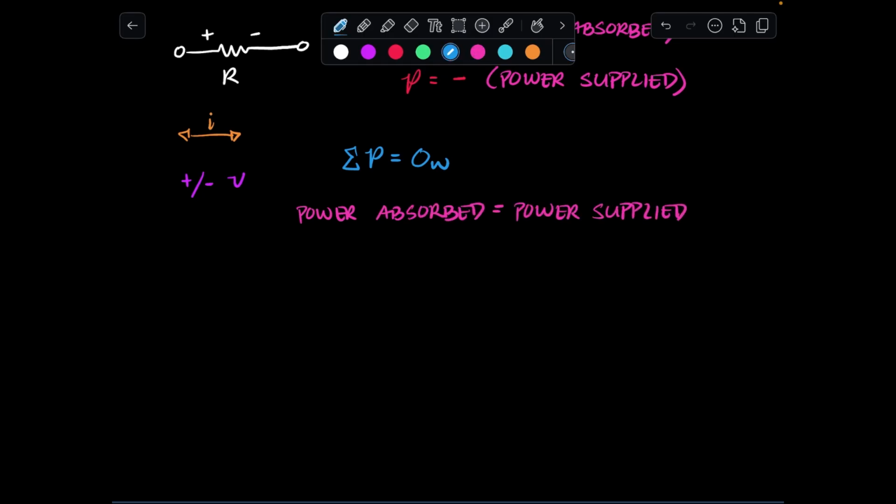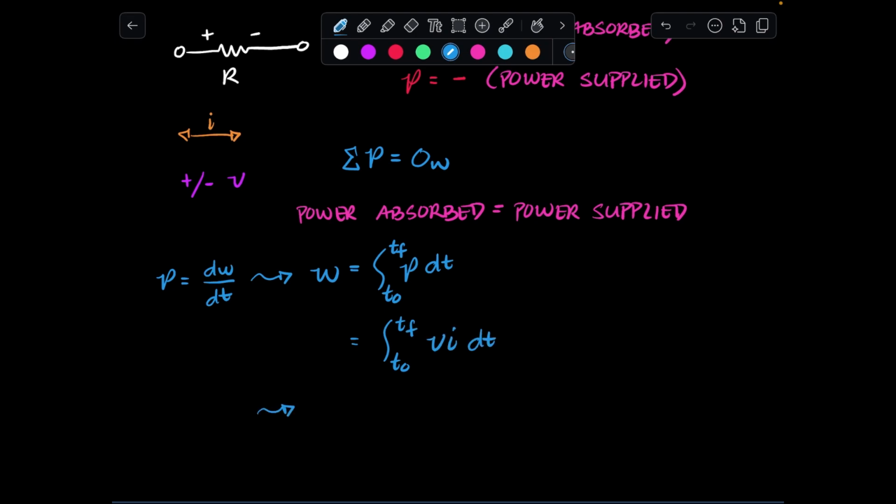Going back to the formula for power, we can derive that the formula for energy would be the integral of power between some initial time to some final time. We can also replace power with voltage times current in this same formula. Another formula is that energy equals power multiplied by time.